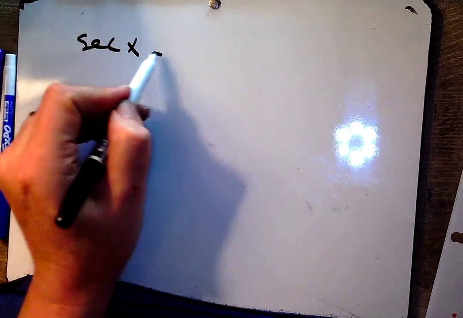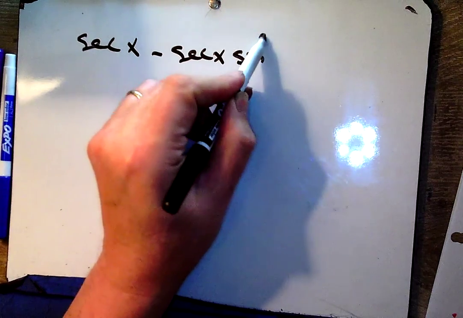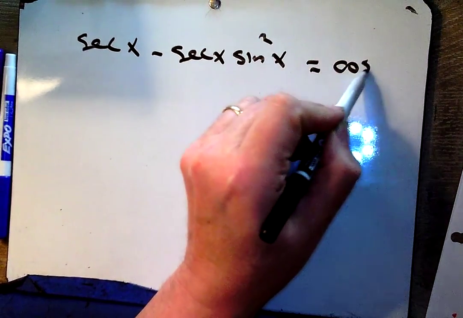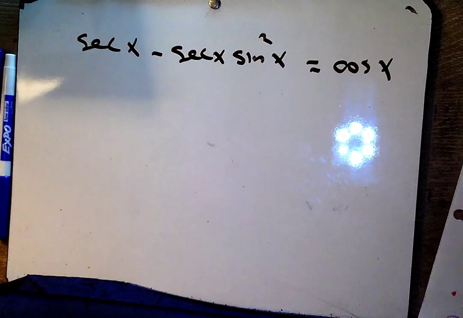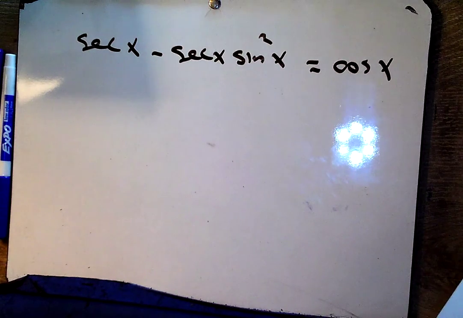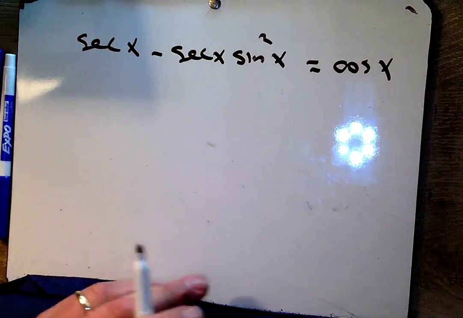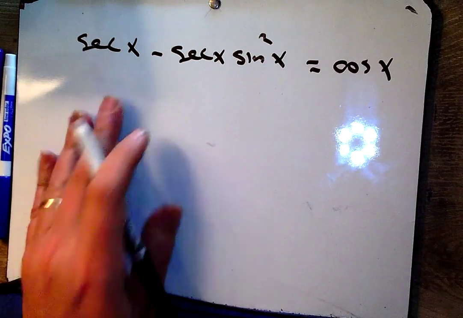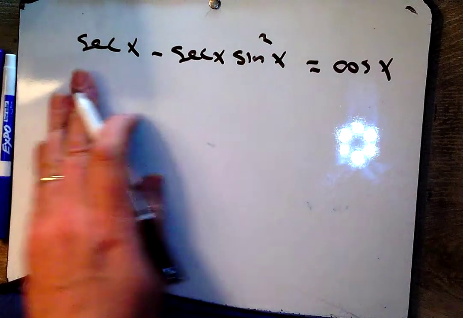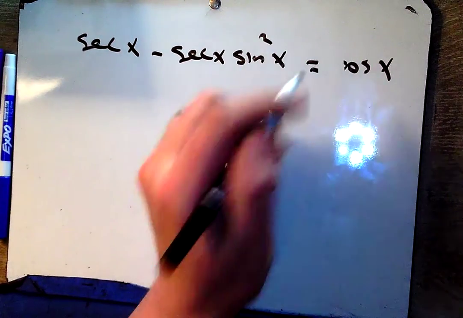Well, not really, but I thought we could go through some problems. How about this one? Secant x minus secant x sine squared x equals cosine x. By the way, these first few problems are all verifying problems I want to do with you today. We've got 4 days worth of practice on solving. That should be enough. So instead, let's take a look at verifying. Okay, so how will you verify that this is equal to this?